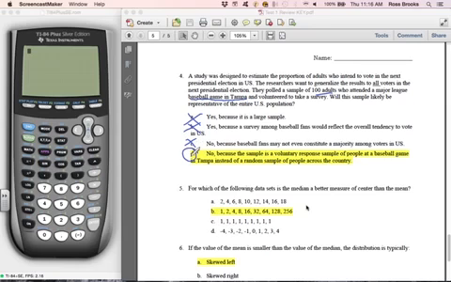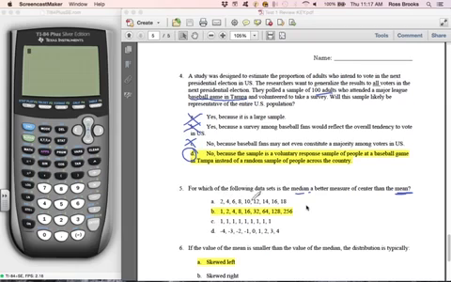D is our choice. On 5, which of the following data sets is the median a better measure of center than the mean? You use the median and the IQR when your data set is skewed, and you use the mean when you have a symmetric data set. The mean and standard deviation for symmetric data, median and IQR for skewed data.